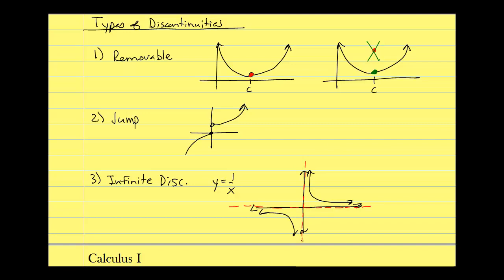But we can see here I have a discontinuity right here at the origin, but it's called an infinite discontinuity because on either side of this I approach positive or negative infinity. So that's an example of an infinite discontinuity, and we want to be able to talk about those different types of discontinuities and explain them.